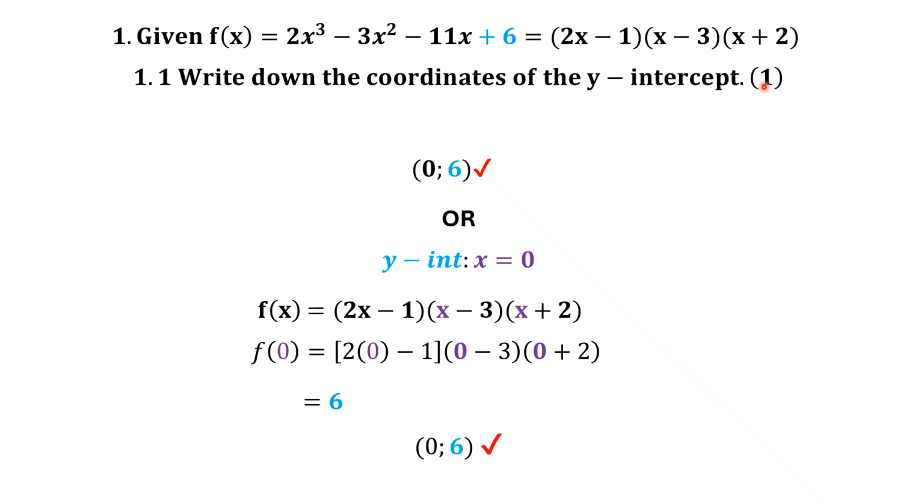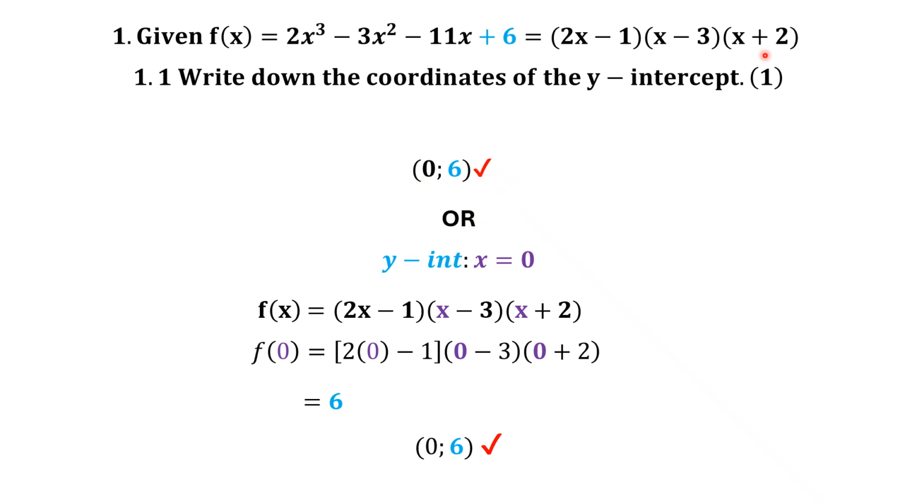Now your easiest 1 mark: write down the coordinates of the y-intercept. Very important, I've seen you all write 6. It says coordinates, meaning there must be an x and a y value, right? So 6 is my y-intercept because when I make x 0 there, all of that falls away and I'm left with the value 6. So x is 0, y is 6, 1 mark.